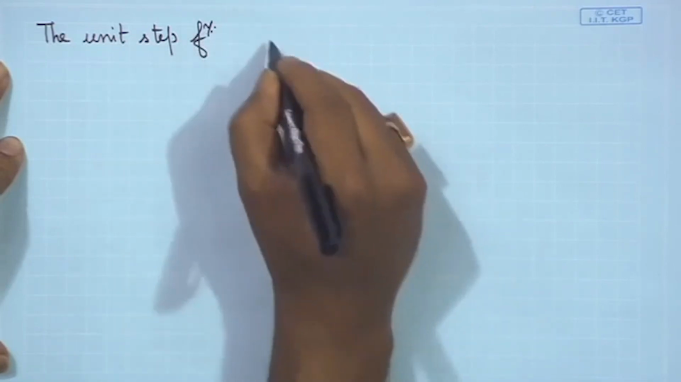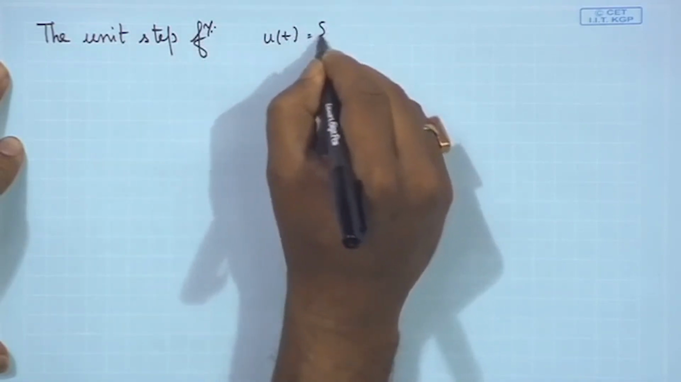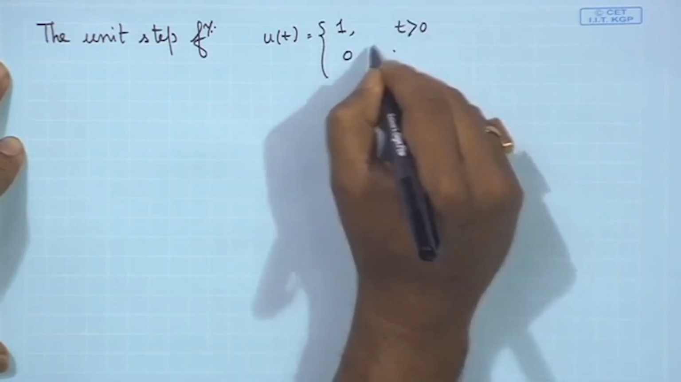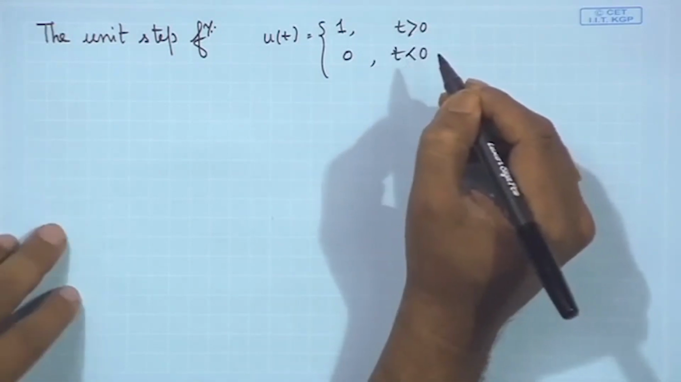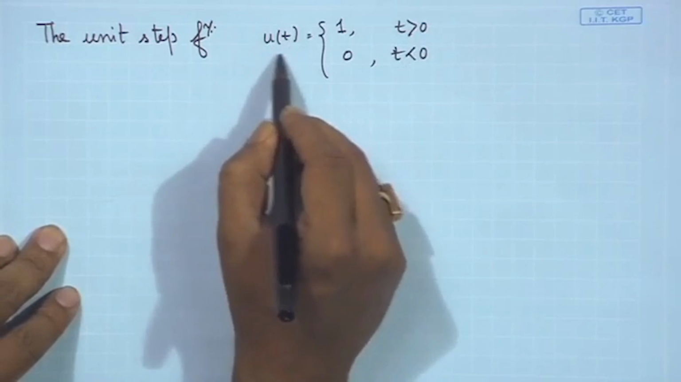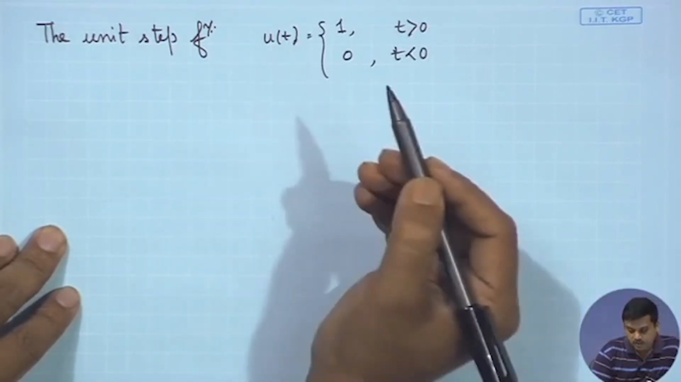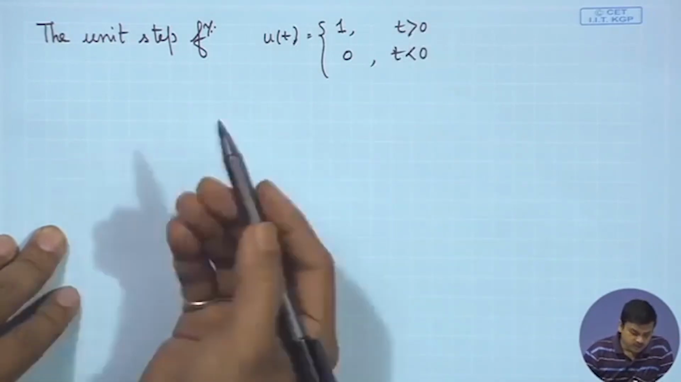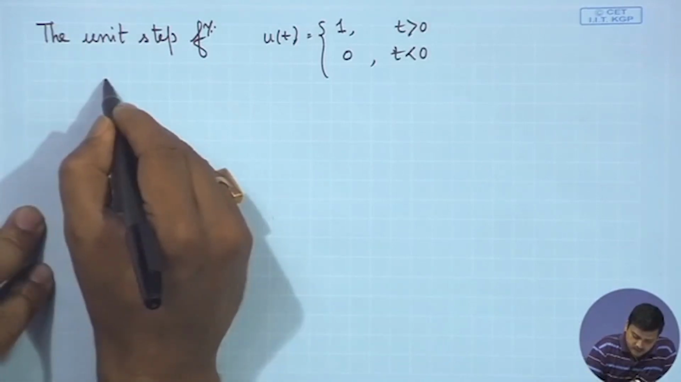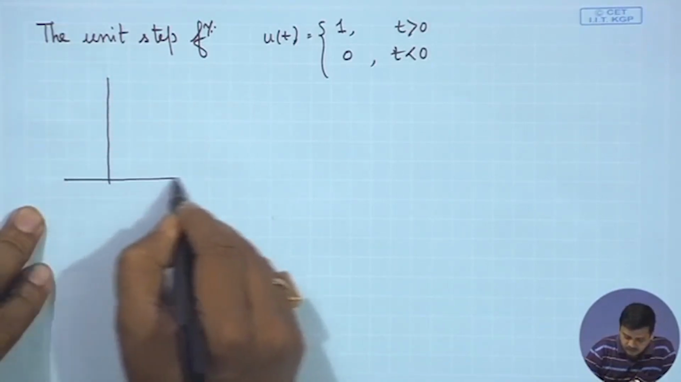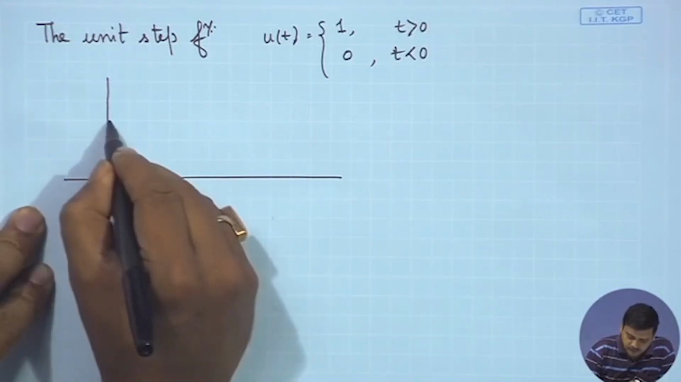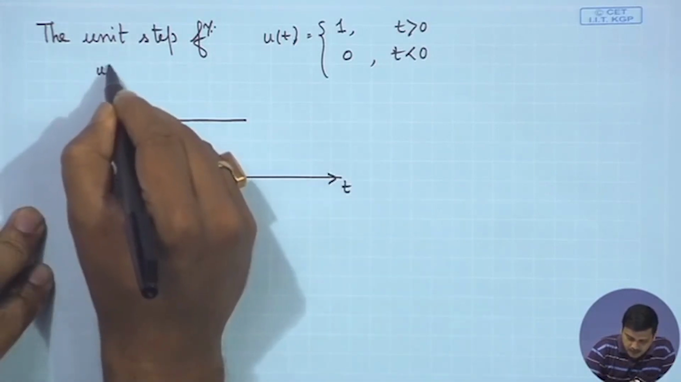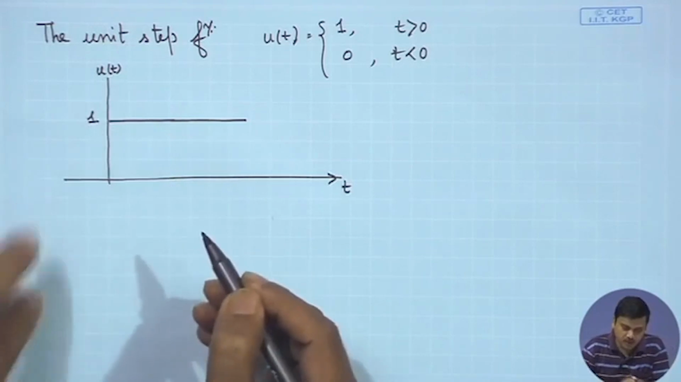I will use this notation to represent the function: u of t is equal to 1 for t greater than 0 and is equal to 0 for t less than 0. We are interested in the Fourier transform of the unit step function. Instead of going directly into it, because of the discontinuity at 0, we do it in a slightly different way. If we take a plot of the unit step function, we generally would have the plot going like this. This is t, this is u of t, this is 1.